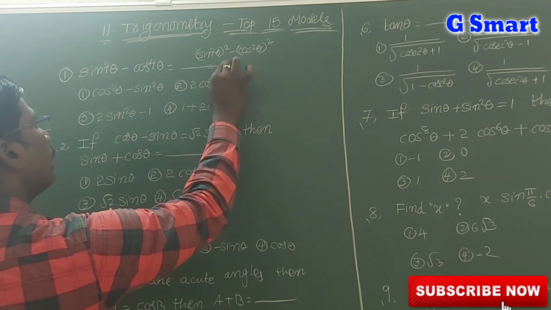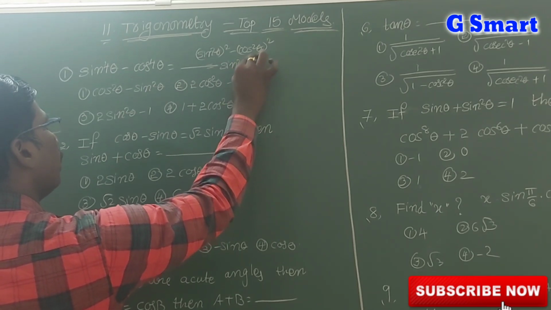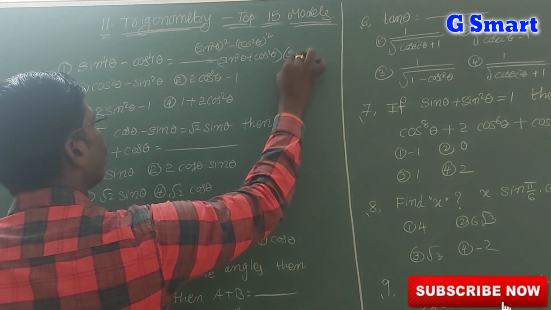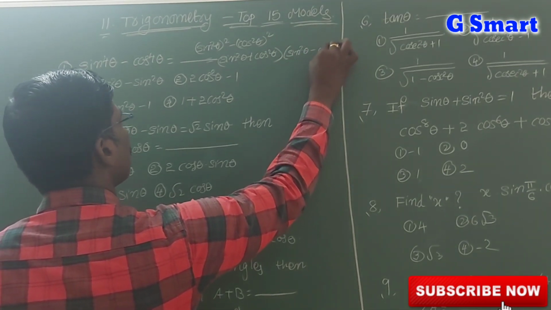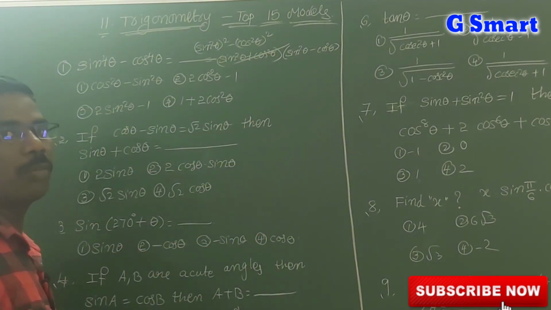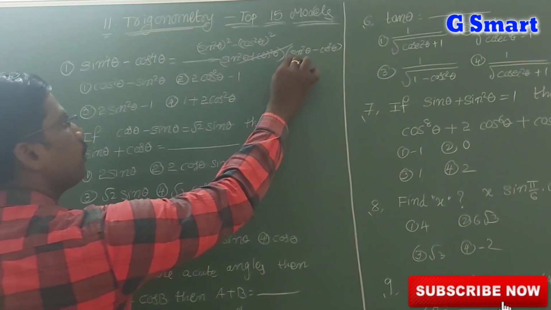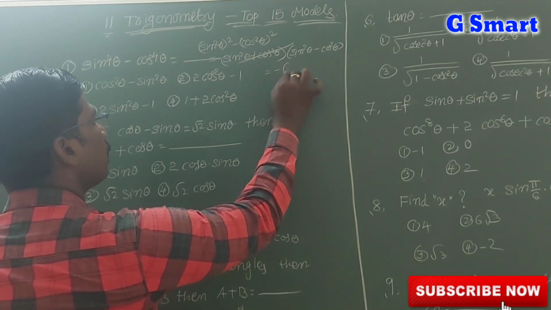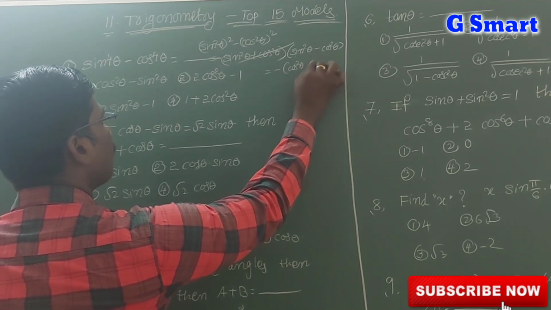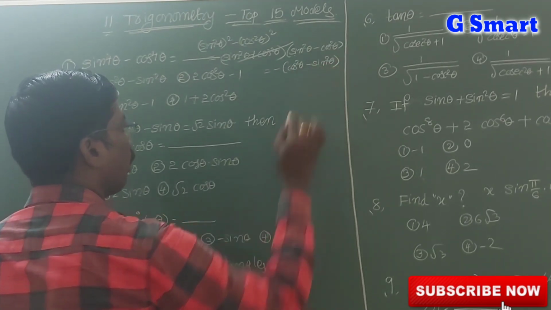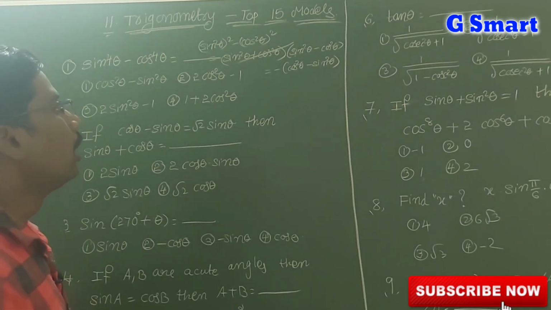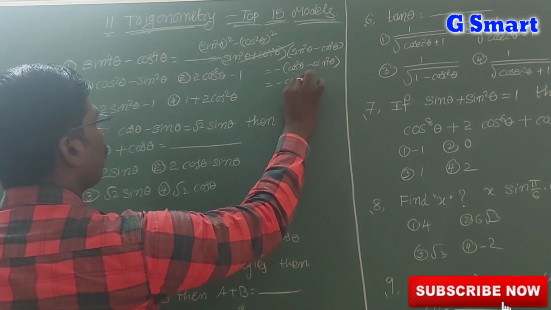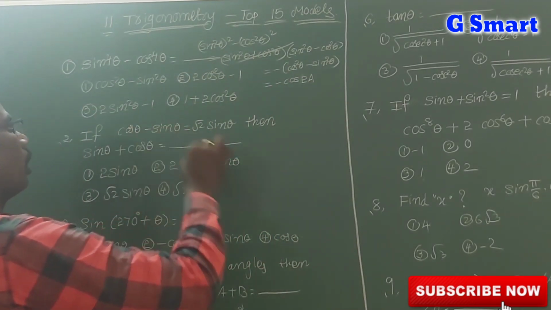Means this can be written as (sin square theta plus cos square theta) into (sin square theta minus cos square theta). So this we neglect because sin square theta plus cos square theta is equal to 1. Now the sin square theta minus cos square theta formula is not there. If you take minus as common, then the formula will be there, cos square theta minus sin square theta, that is cos 2a, which I already told. This can be written as minus cos 2a. So minus cos 2a is not there in the answer.